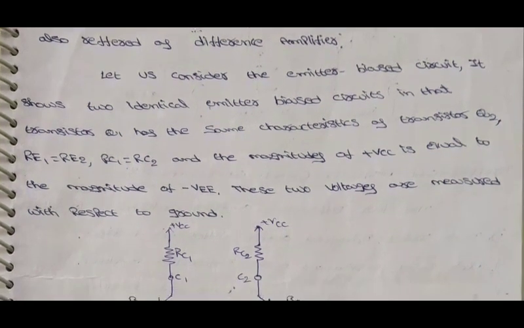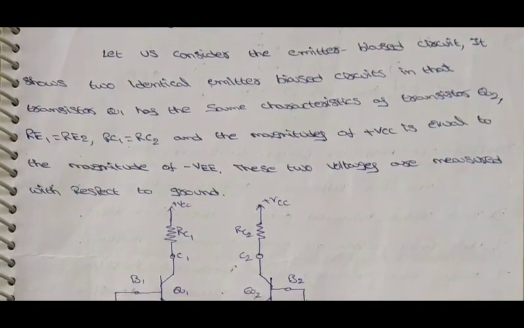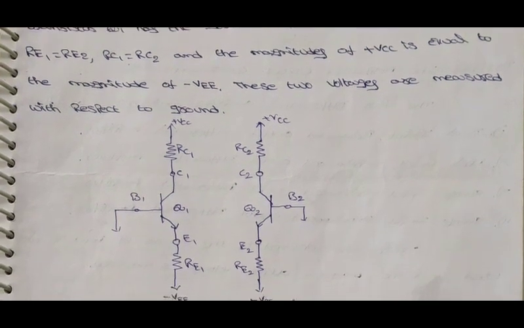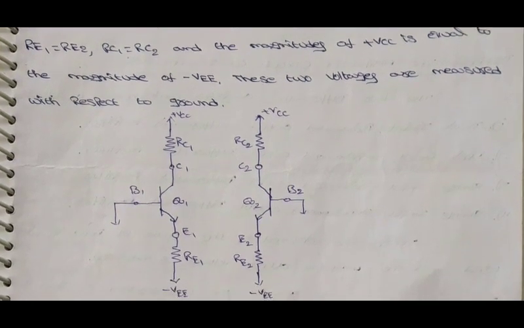Next, let us consider the emitter biased circuit. It shows two identical emitter biased circuits. Transistor Q1 has the same characteristics as transistor Q2. RE1 is equal to RE2, RC1 is equal to RC2, and the magnitude of plus VCC is equal to the magnitude of minus VEE. These two voltages are measured with respect to the ground.